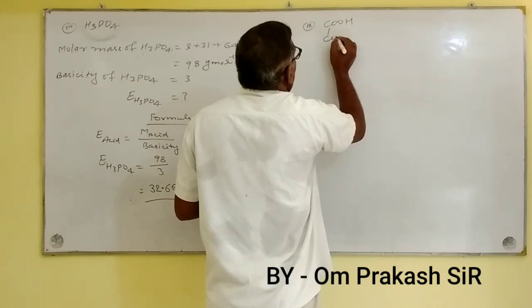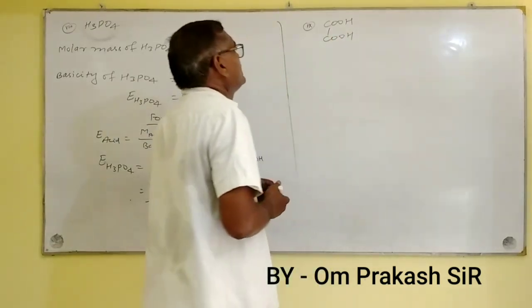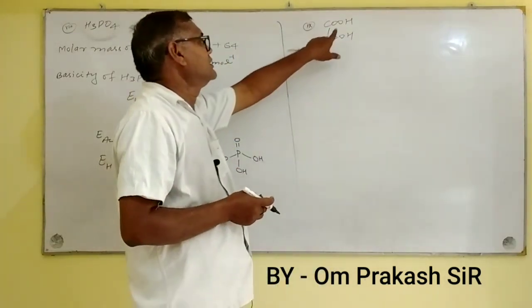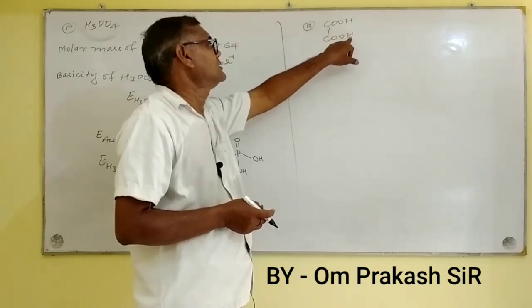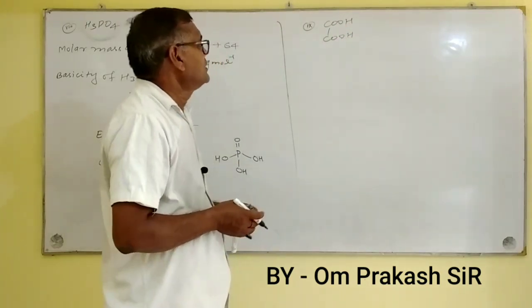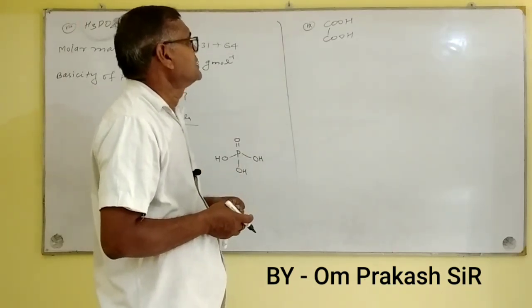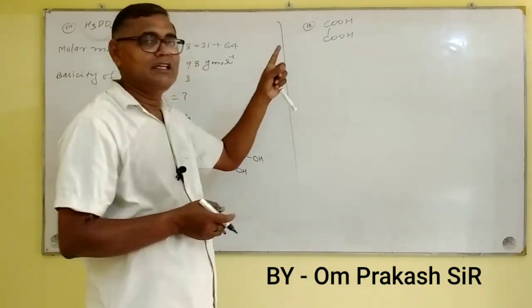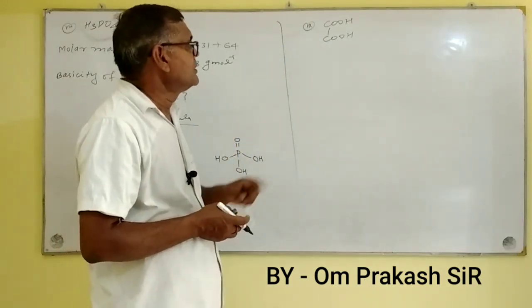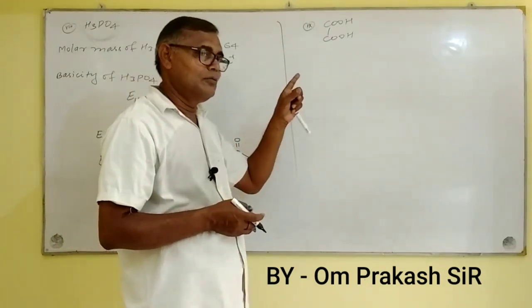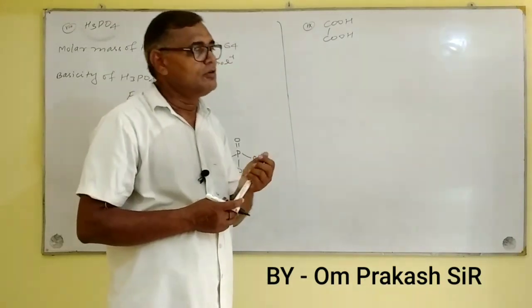Now we write 9. Question is oxalic acid. It is HW. In oxalic acid, 2 hydrogen ions are present. Therefore, basicity of oxalic acid is 2. We divide molecular mass by 2.